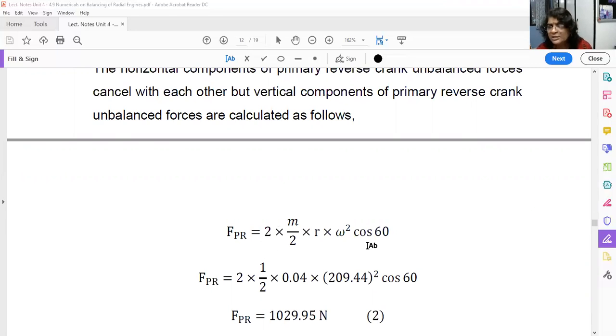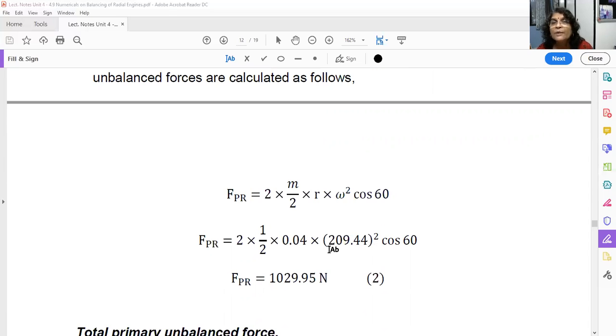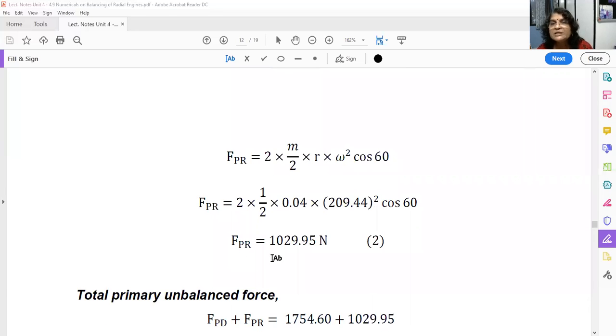I have written here cos 30, cos 60, one and the same thing, okay? Because I have considered a 60-degree angle. So cos 60, okay? So put the value of m, put the value of r, put the value of omega. How much will you be getting? Magnitude is 1029.95, the primary reverse unbalanced force.